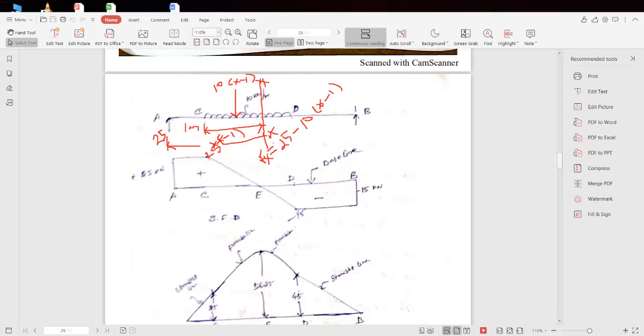Then again, you can see in between D and B, there is no force between D and B. Therefore, this minus 15 is constant, which is horizontal up to the point B. So this minus 15, already RB value is plus 15. So minus 15 plus 15 becomes 0. So this is how you have to calculate the shear force value, right?